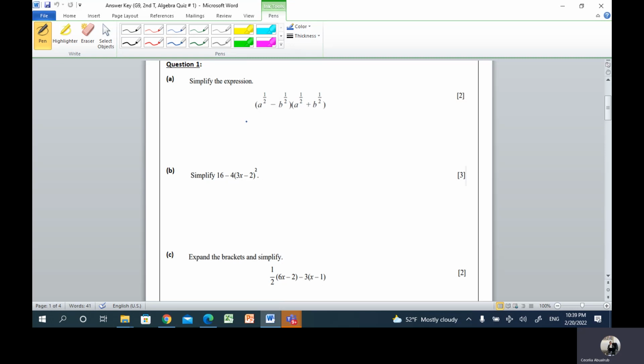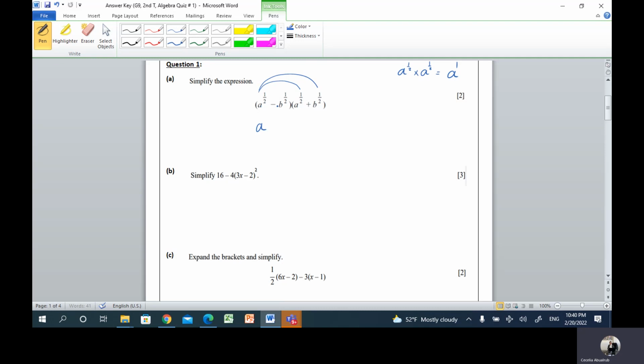So it says we have two brackets multiplied by each other, a to the power of half minus b to the power of half times a to the power of half plus b to the power of half. So we're going to take the first term in the first bracket and multiply it by each term in the second bracket. So a to the power of half times a to the power of half. When we multiply a to the power of half times a to the power of half, we keep the base, which is a, and we add the powers, so it will become 1, because half plus half, a fraction added to another fraction with the same denominator, we keep the denominator as is and add the numerators. So the answer here will be a.